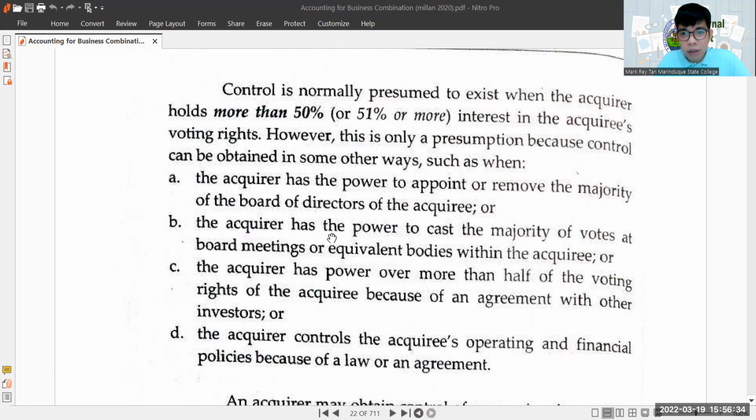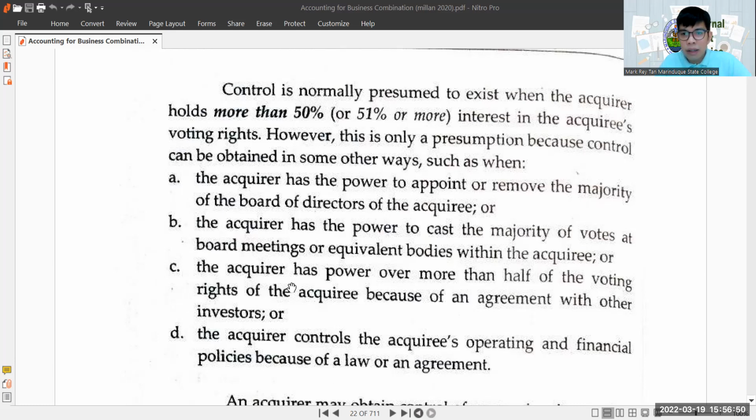Then for letter B, the acquirer has the power to cast the majority of votes at board meetings or equivalent bodies within the acquiree. So that's the same with letter A, no? Iba lang siya. Sa board meetings din ito eh.